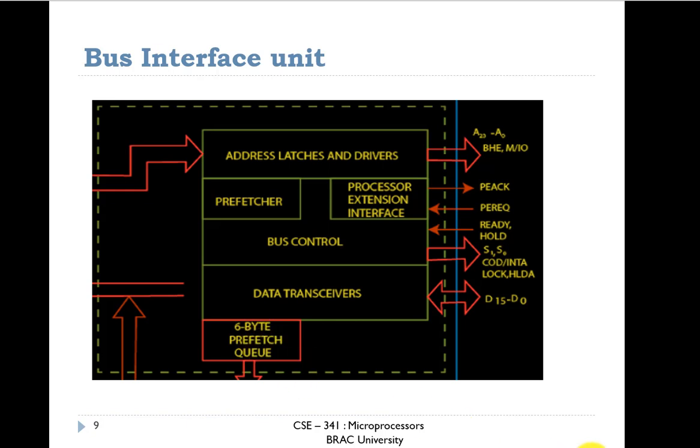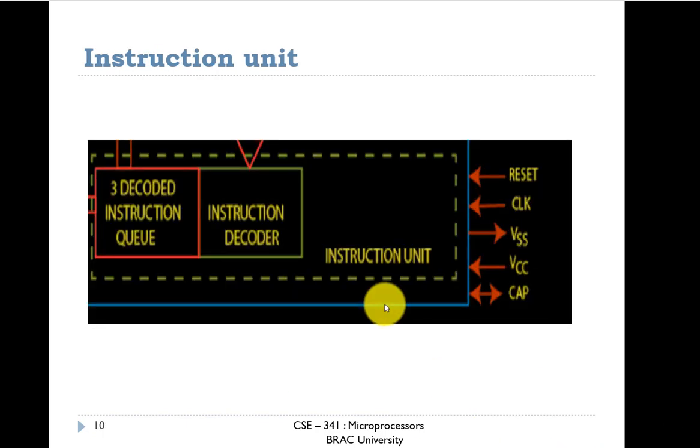Now we will see the instruction unit. The instruction unit receives arranged instructions from the 6-byte prefetch queue. The instruction decoder decodes up to 3 prefetched instructions, and these instructions are stored in the 3-deep decoded instruction queue. From there, the decoded instructions are taken by the execution unit.